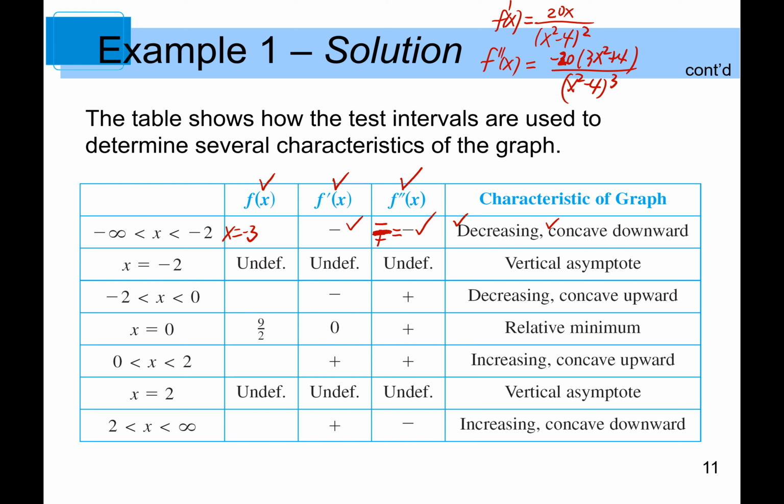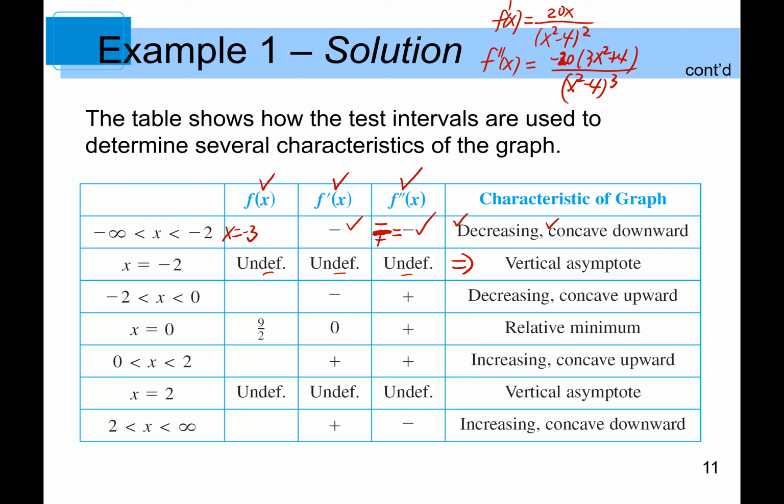Okay. And then x equals negative 2: the original function, first derivative, and second derivative are all undefined, because all of them have a denominator of x squared minus 4. When you plug in either negative 2 or 2, you always end up with 0 as a denominator. So it's always undefined. The good thing is this is our vertical asymptote.